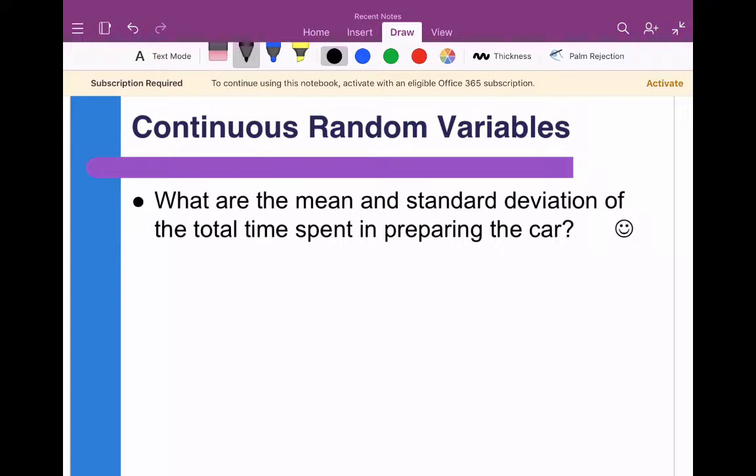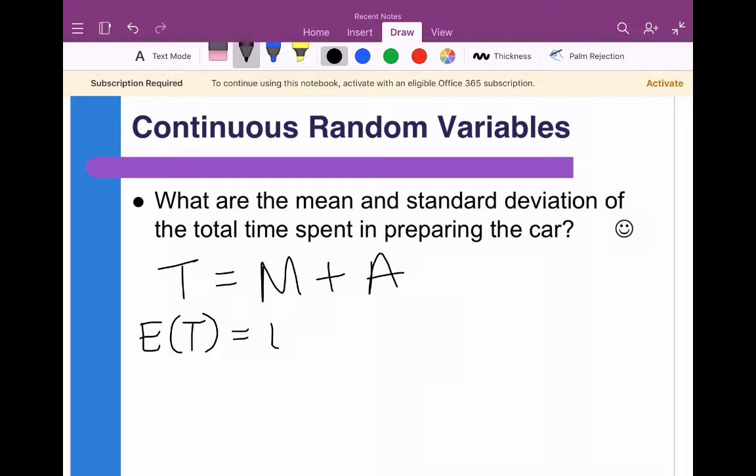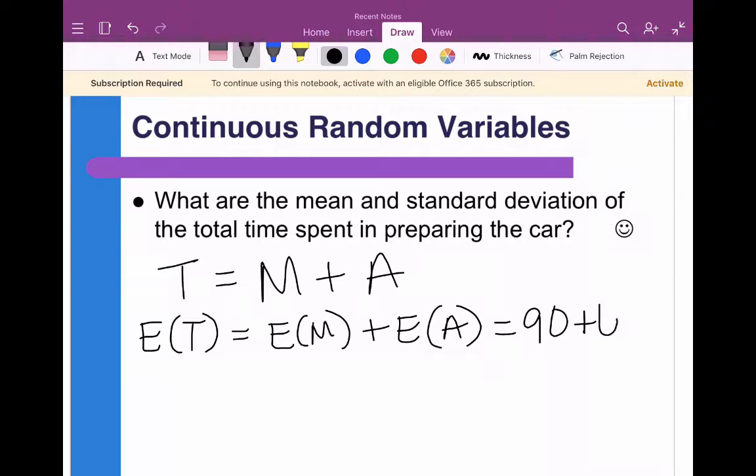What I would do here is write out a basic equation. So we want the total time spent in preparing the car. So to prepare the car, we have the mechanical time plus the appearance time. So my expected total would be the expected value for the mechanical time plus the expected value for the appearance time, which would be the 90 minutes plus 60 minutes, for a total of 150 minutes.